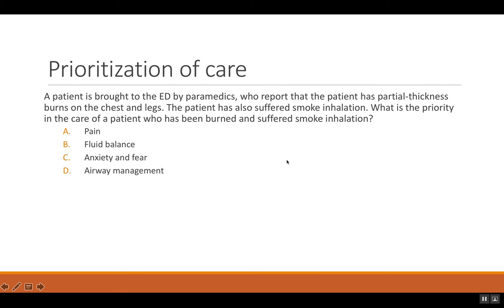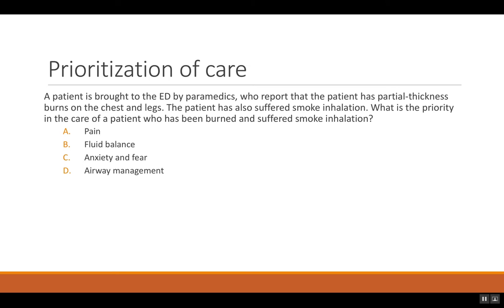So, prioritization of care. The patient is brought to the ED by paramedics who report that the patient has partial thickness burns on the chest and legs. The patient has also suffered smoke inhalation. What is the priority in the care of the patient who has been burned and suffered smoke inhalation? And your answer is always going to be airway management, D.